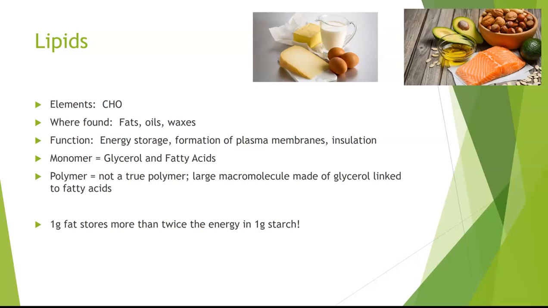Lipids are also made of carbon, hydrogen, and oxygen, just like carbohydrates were, but it's generally not a designated ratio like carbohydrates was. They are typically fats, oils, and waxes. Their function is for energy storage. That's the one we'll talk about the most, but we will also talk about the formation of plasma membranes, and they're also used for insulation in a lot of marine animals that live in cold climates.